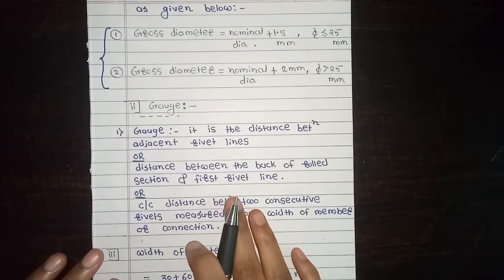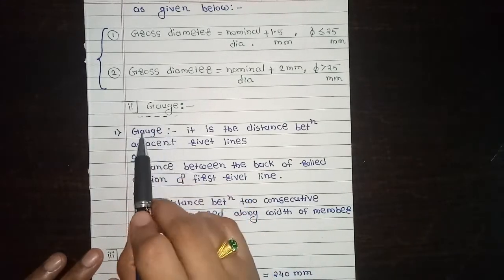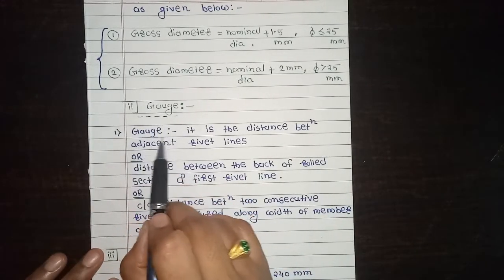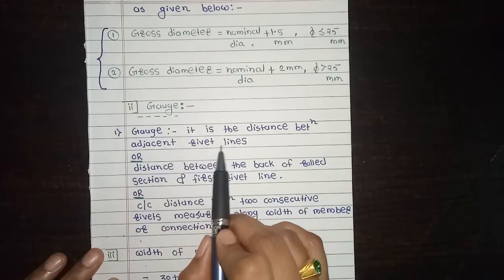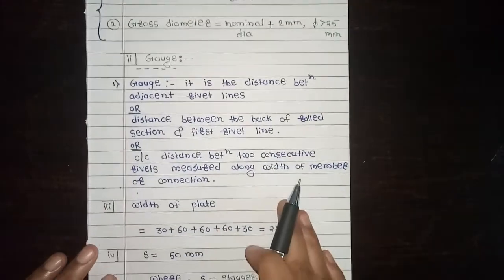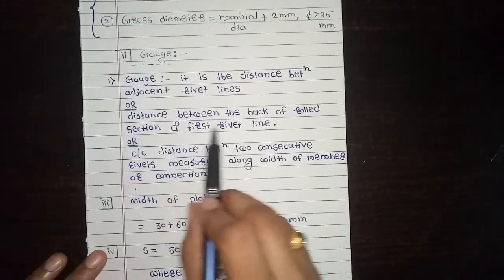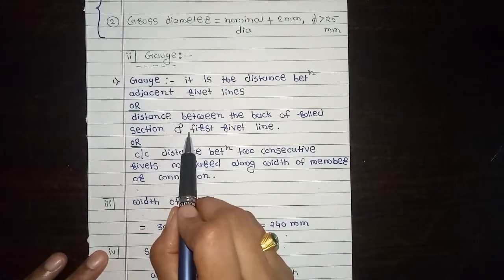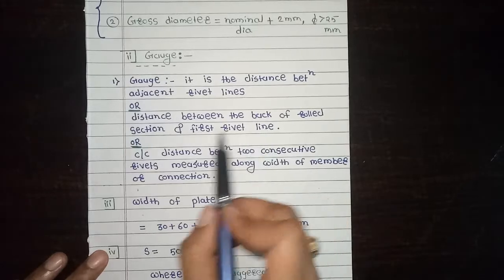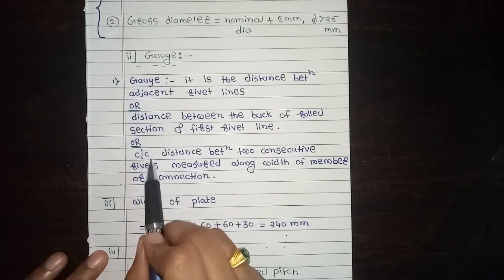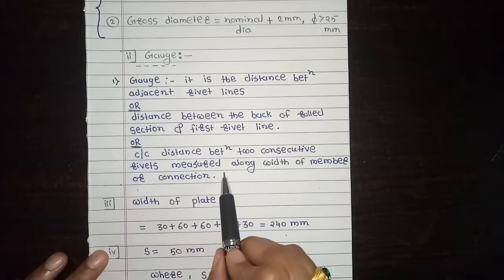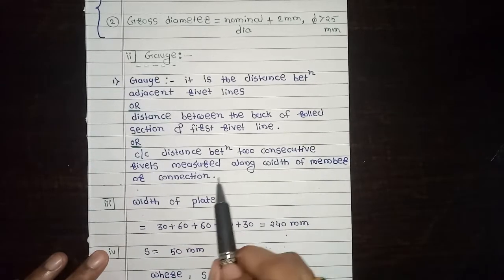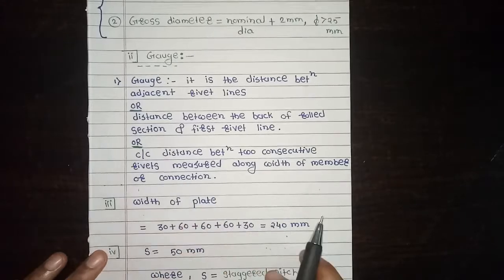And second note is here, gauge. What is meant by gauge? Gauge distance is the distance between adjacent rivet lines, or distance between the back of rolled section and first rivet line, or center to center distance between two consecutive rivets measured along width of member or connection.